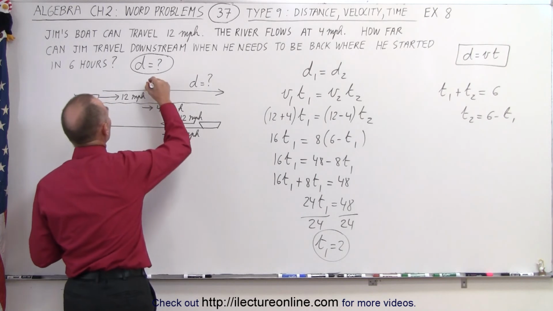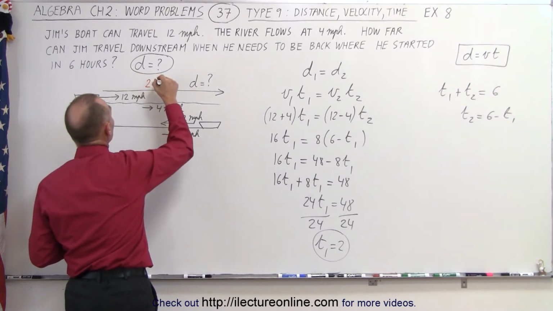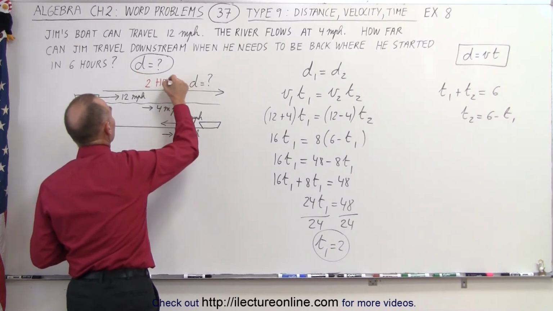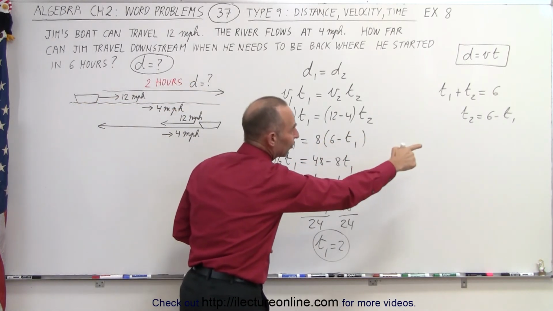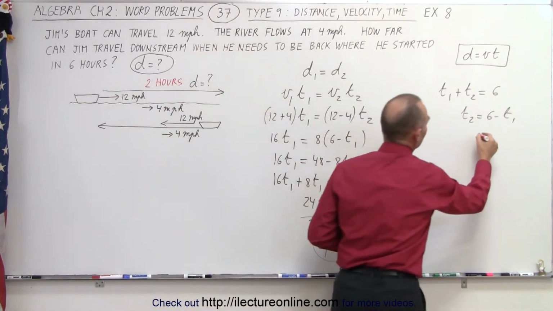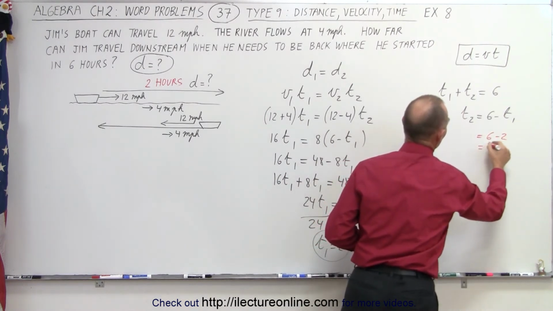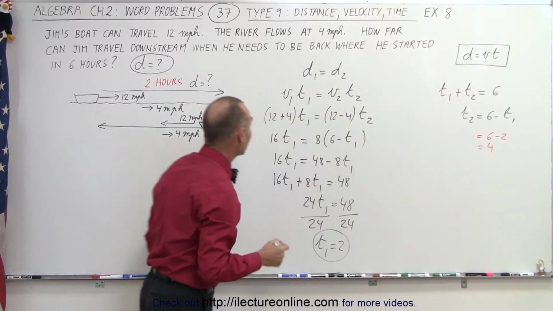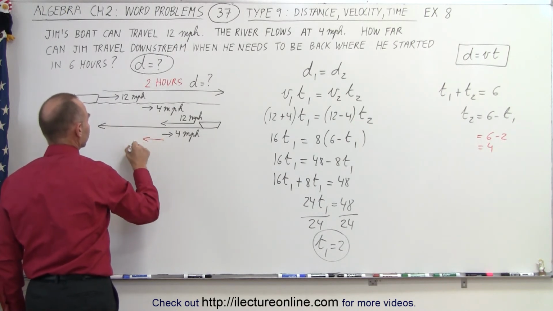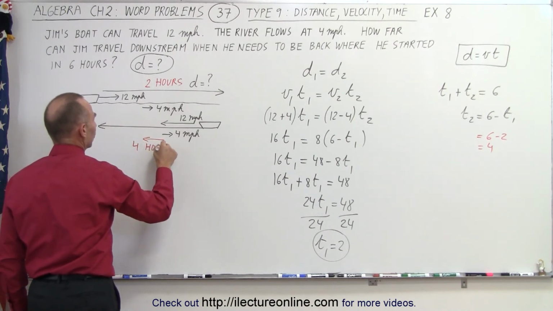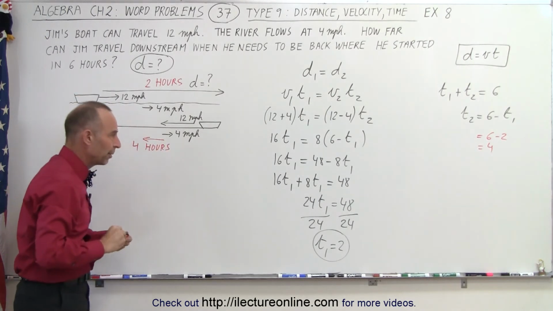So it takes 2 hours for Jim to travel downriver. And then 6 minus t1, 6 minus 2, right? So this would then be equal to 6 minus 2, which is equal to 4. That gives us the time for t2. It'll take 4 hours to go back, for a total of 6 hours for the trip.